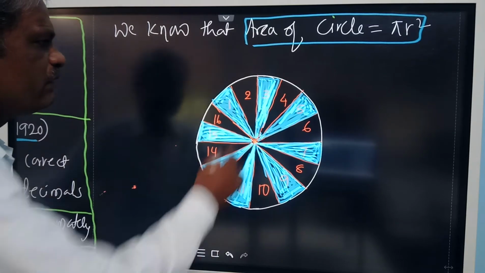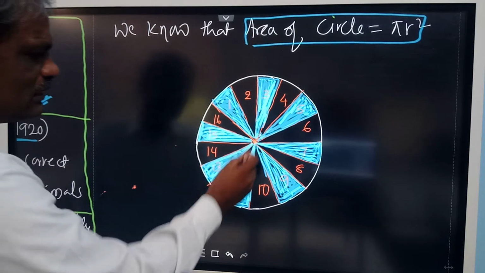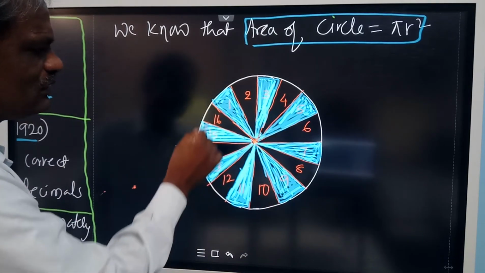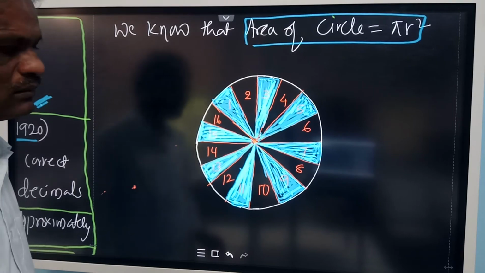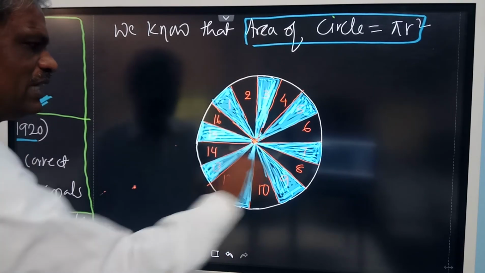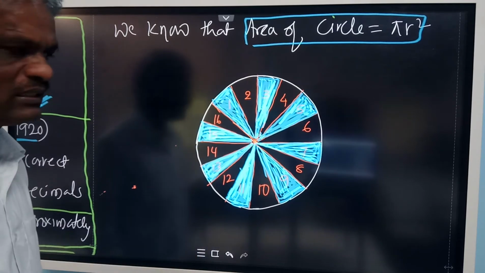What you have to do is divide this circle into smaller sectors. This is one sector, another sector. See, we have divided this into 16 sectors, 16 parts. So divide diametrically like this and make it into pieces. You will get different sectors.